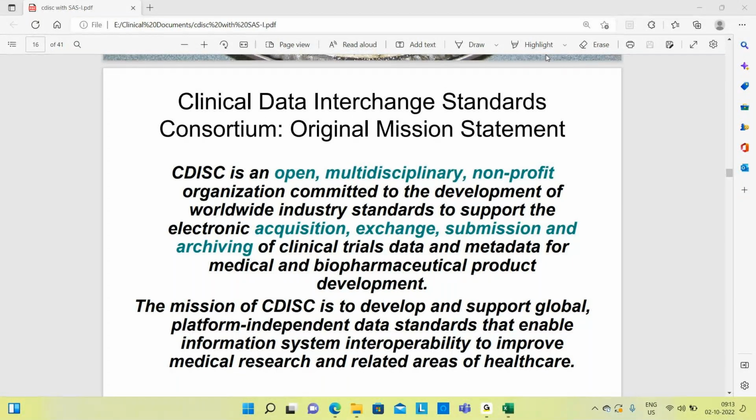So you see, CDISC is an open, multidisciplinary, non-profit organization committed to the development of worldwide industry standards to support the electronic acquisition, exchange, submission, and archiving of clinical trial data and metadata for medical and biopharmaceutical product development. Okay, right.